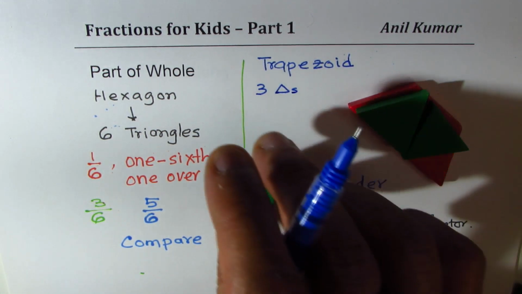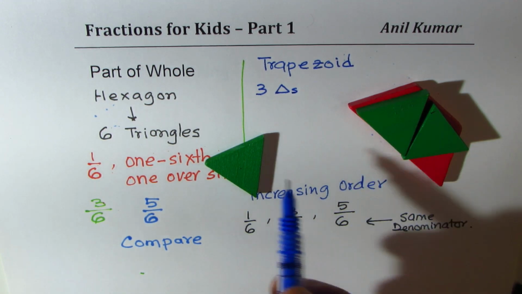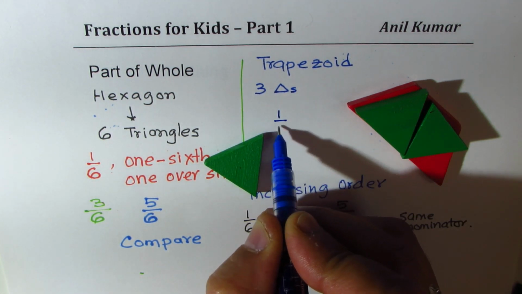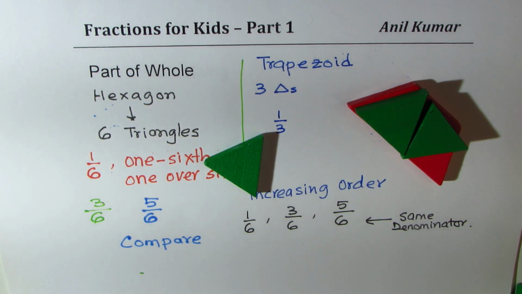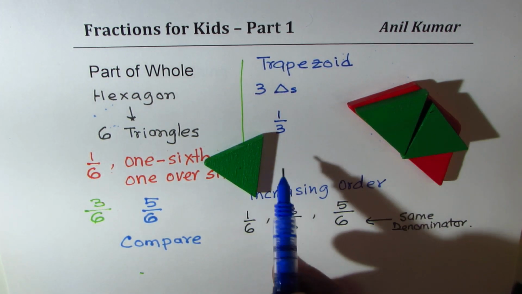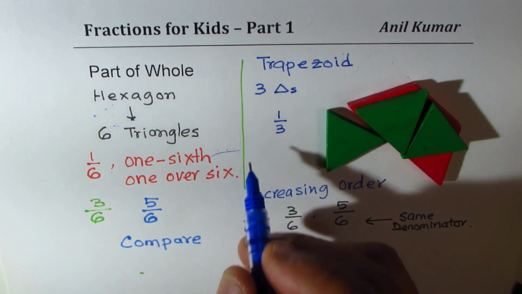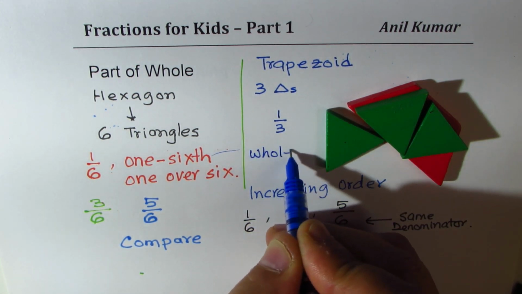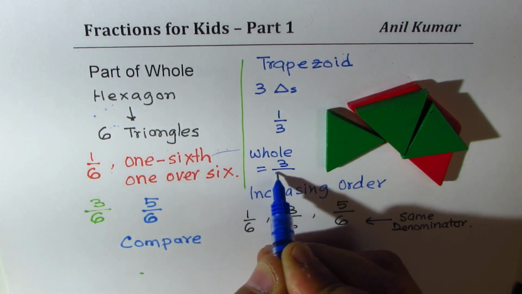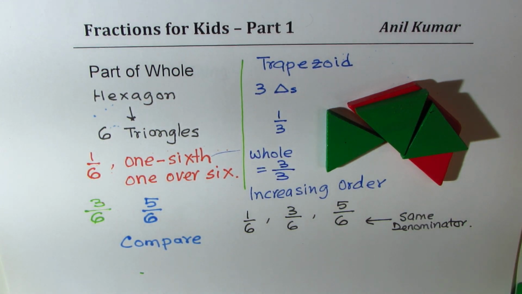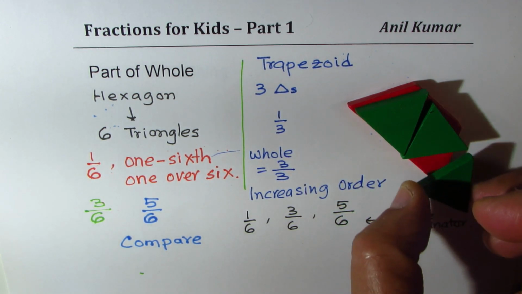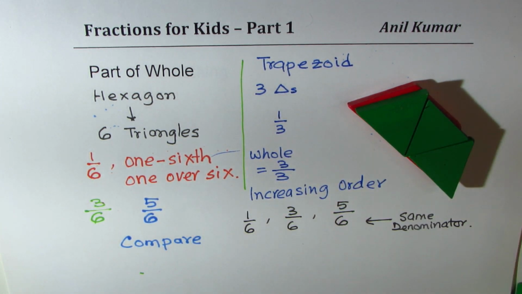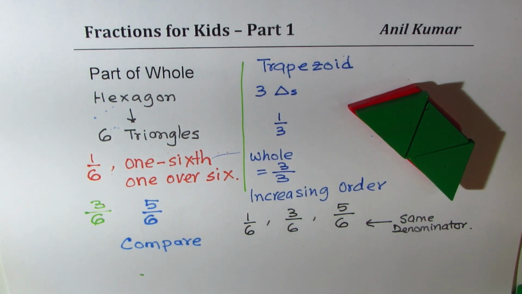So each triangle now is how much? In this case, each triangle is 1/3, 1 out of 3, correct? So the whole is equal to 3 out of 3, right? And what you notice is that the whole is equal to 3 out of 3. So all these 3 parts together make a whole. Right? So we could actually get back to the whole by adding the fractions. Correct? So let's move on and take some more examples.